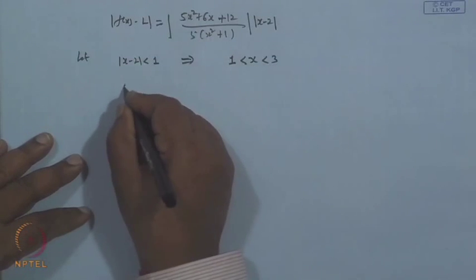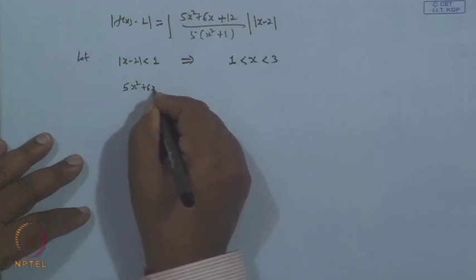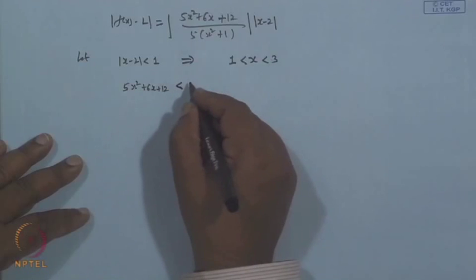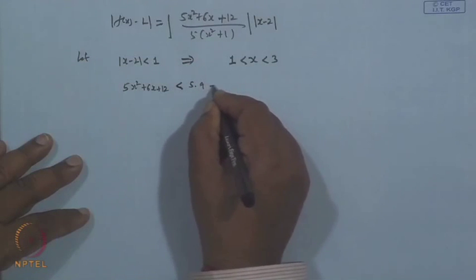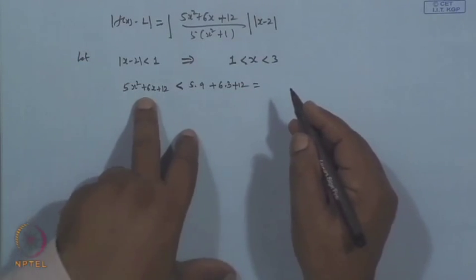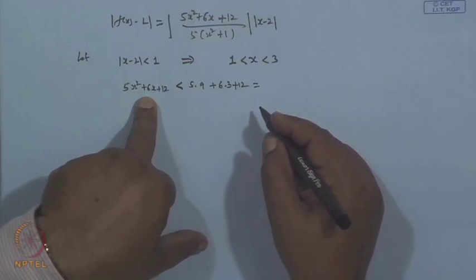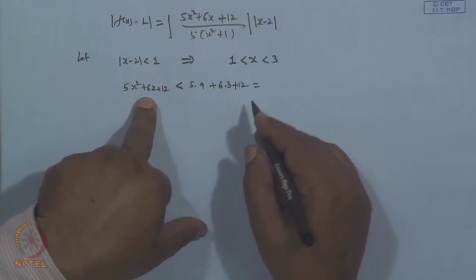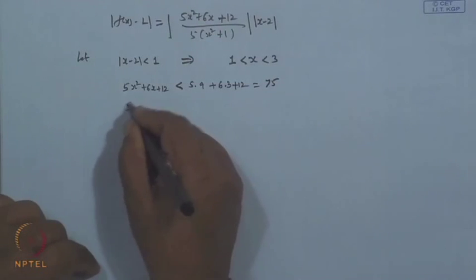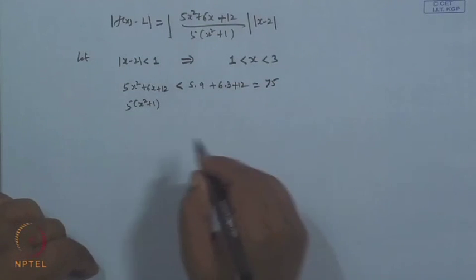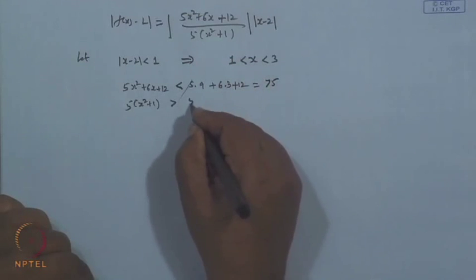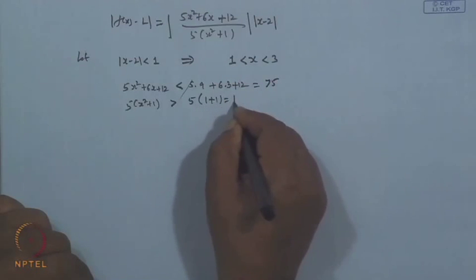So, what will be the upper bound for 5x square plus 6x plus 12? This will be less than, with x bounded by 3, 5 into 9 plus 6 into 3 plus 12. That is the upper bound for this, and that upper bound we can identify equal to 75. And what about 5(x square plus 1), because it is in the denominator? So, write down the lower bound of this. It is greater than 5 into 1 plus 1, that is 10.